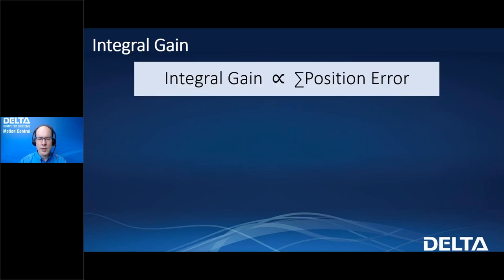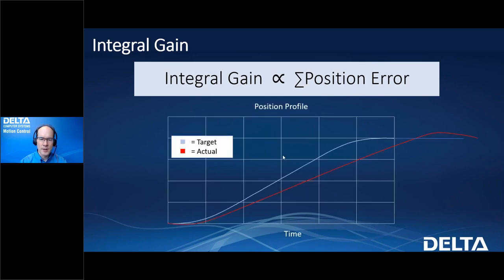So the integral gain, we say that it's proportional to the sum of the position error over time. If we look at our position profile, here's a target position, and the red is the actual position that's not behaving very well again.